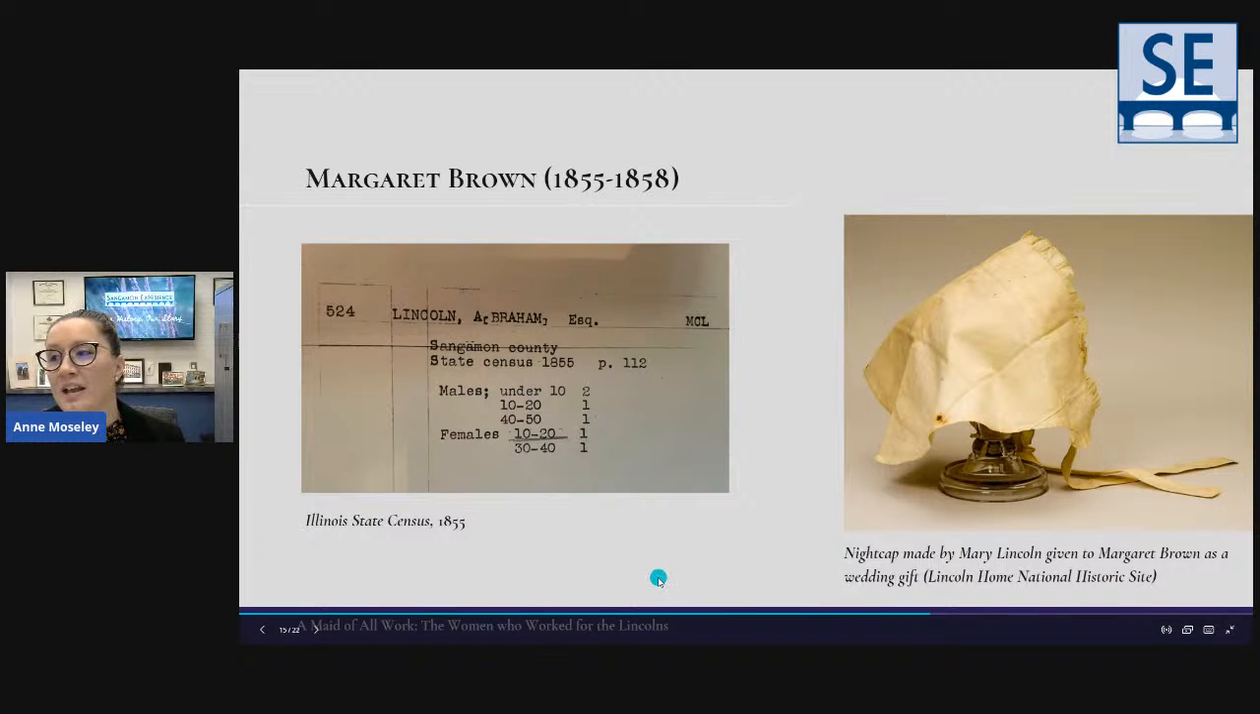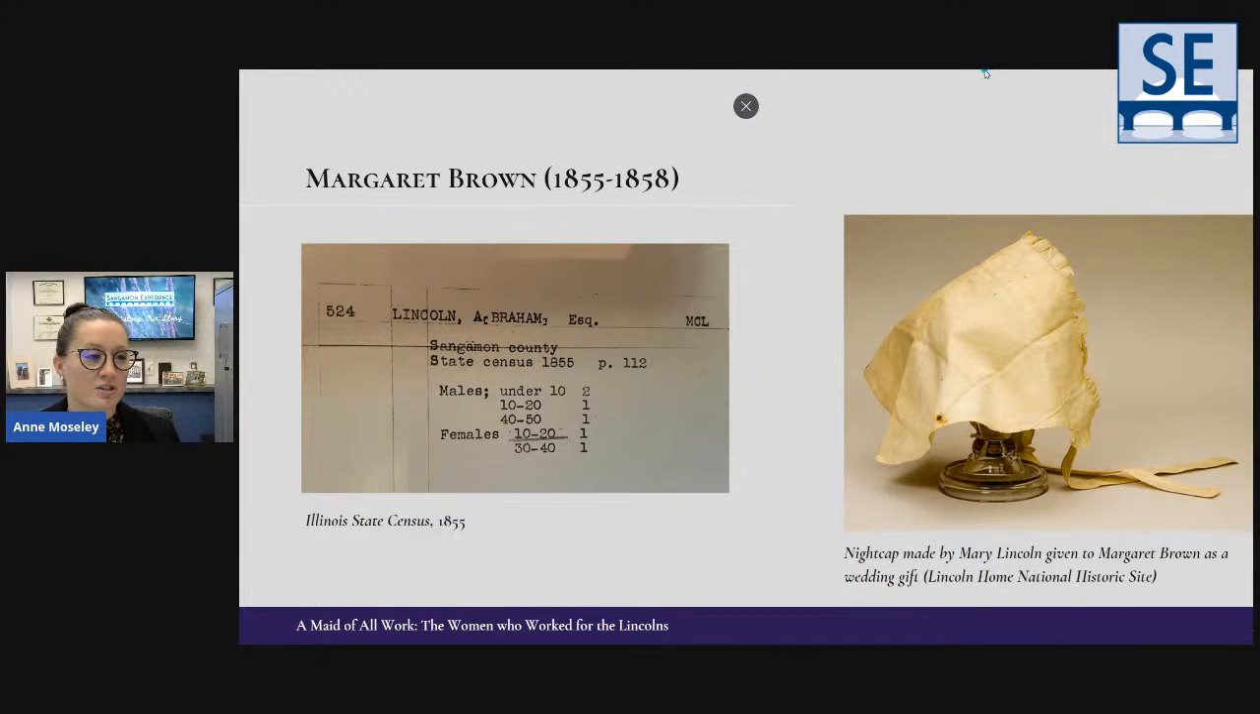But we also have a letter that Mary wrote to Margaret Brown after Mary Lincoln gave her her nightcap. So even family treasures that are in our family collections that we keep on our own can tell us a wider story as well. So this nightcap meant a lot to Margaret because Margaret was quite close to Mrs. Lincoln, and the fact that this was given to her by her employer in honor of her marriage, it was a very kind gesture, and also allowed her to have a story that goes along with it.